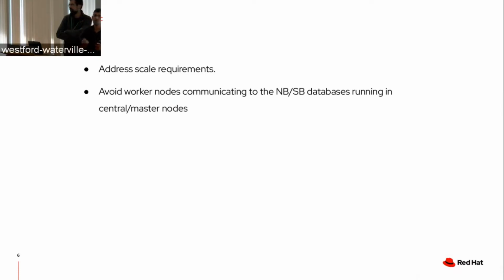Why do we want to use OVN Interconnect in the case of OVN Kubernetes? It is basically to address our scale requirements. And also we would like to avoid the worker nodes talking to the central OVN database servers. We basically want the worker nodes to only talk to the API server and avoid using the 6641 or 6642 ports.